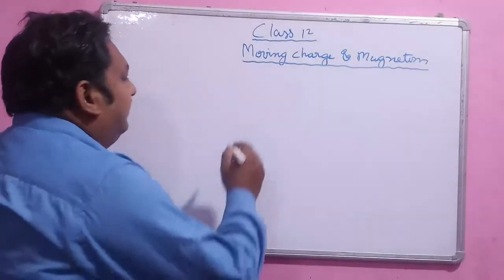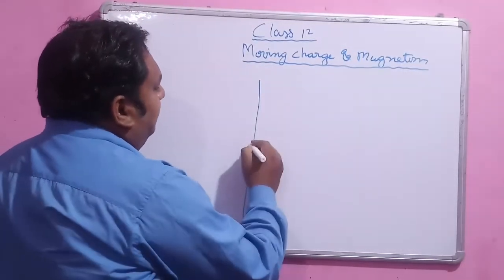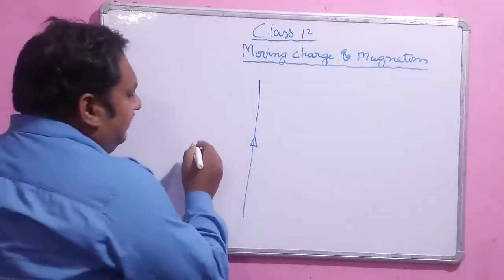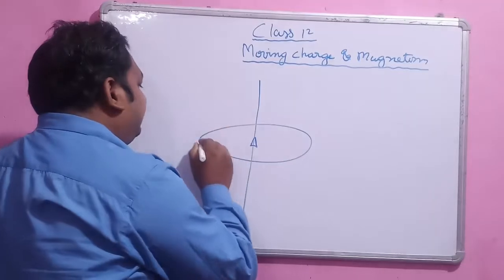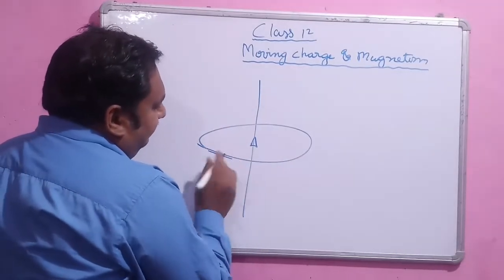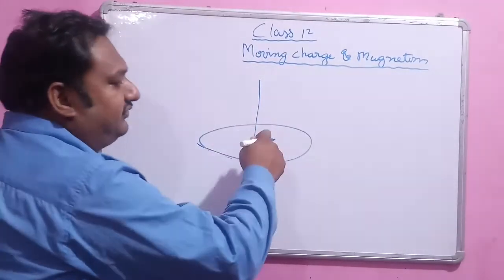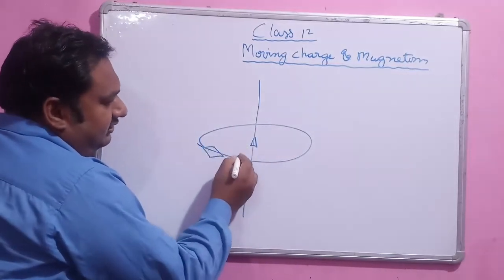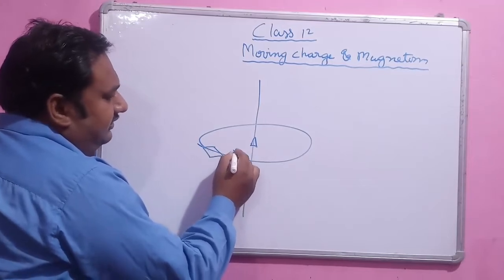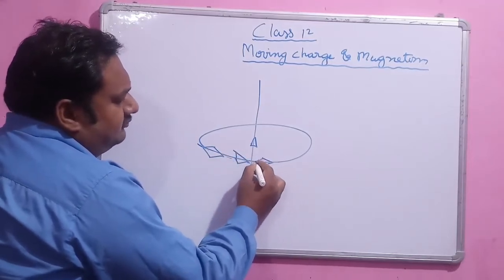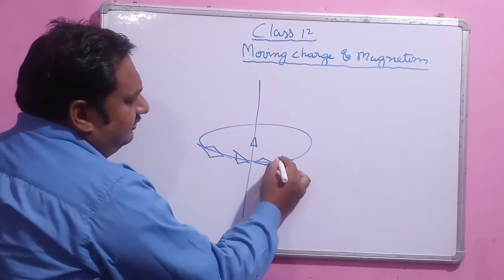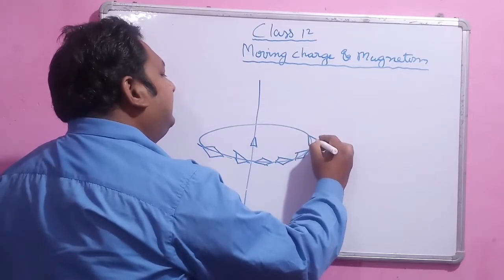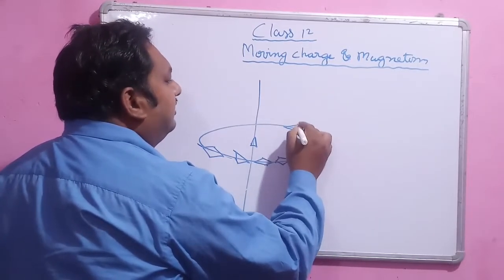Suppose there is a straight wire in which the current is flowing in the upward direction. The deflection of the needle is in the form of this circle here. Suppose this is the imaginary circle with the wire as center. Actually it is the path of the deflecting magnetic needle of the compass. So in this fashion the magnetic needle deflects.